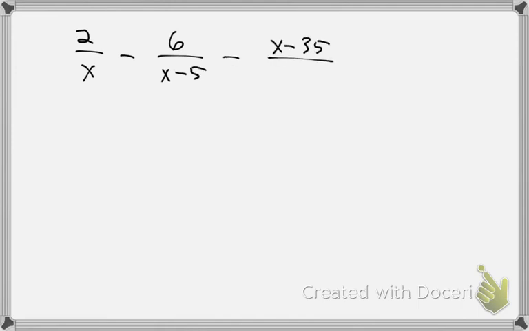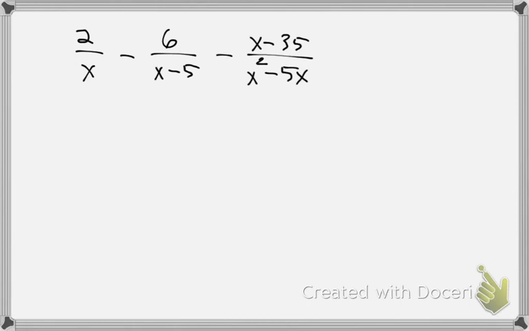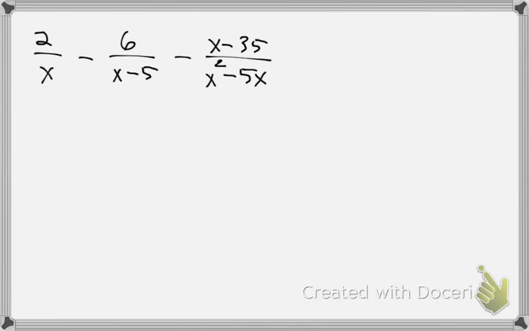Let's try a tougher one. What if I give you 2 over x minus 6 over x minus 5 minus x minus 35 over x squared minus 5x. So we have 3 terms now. Do they have a common denominator? No. So that means we have to find one.